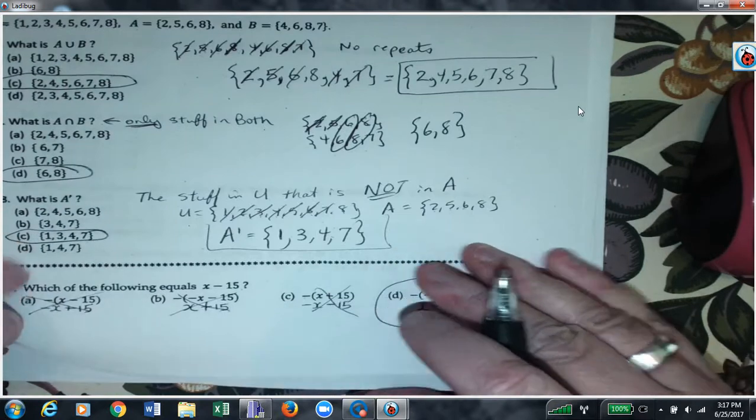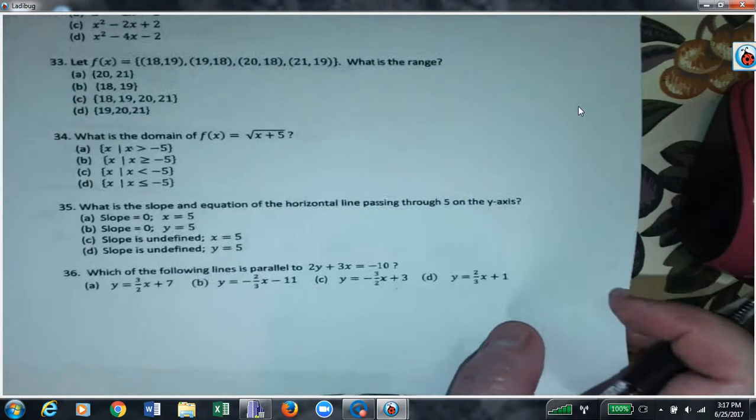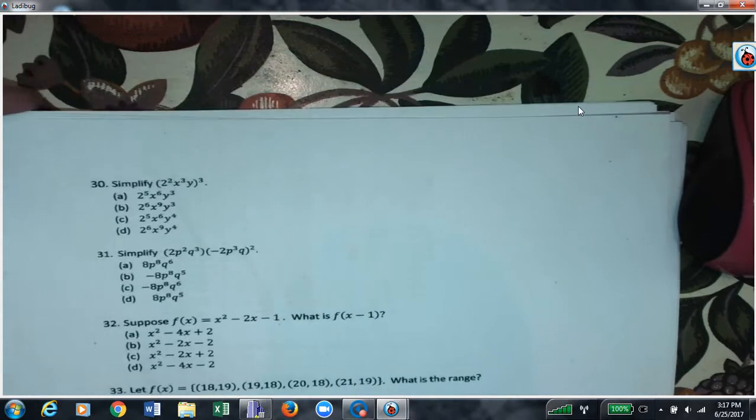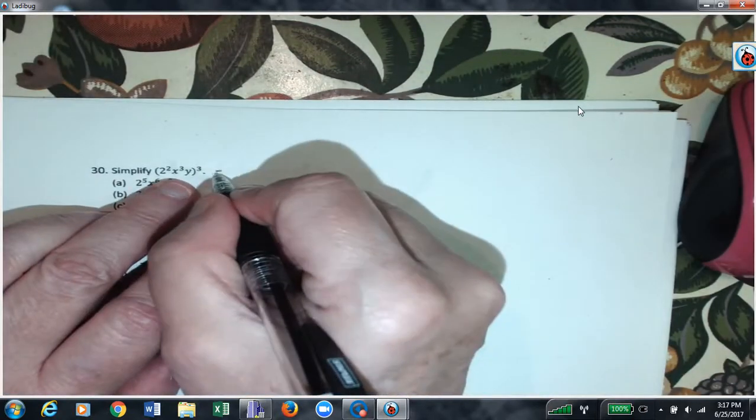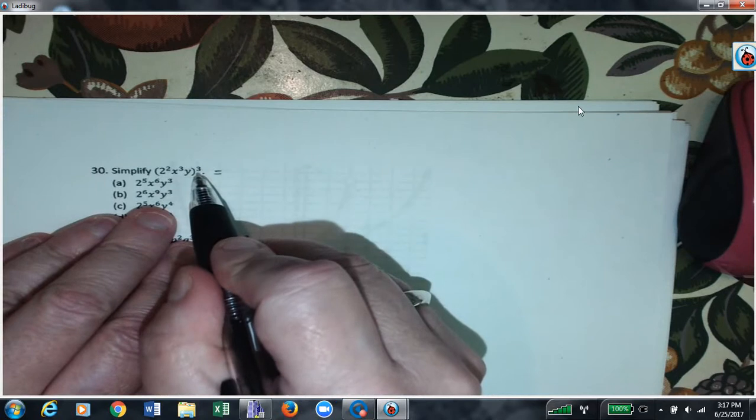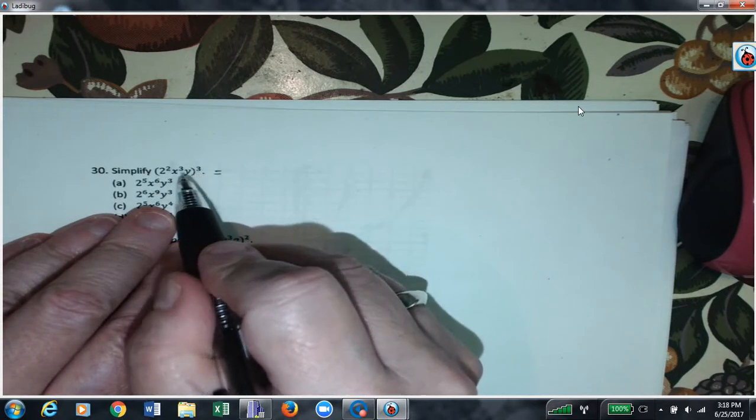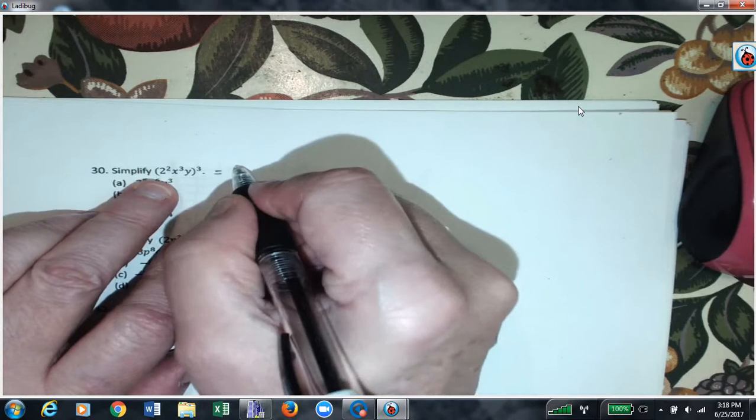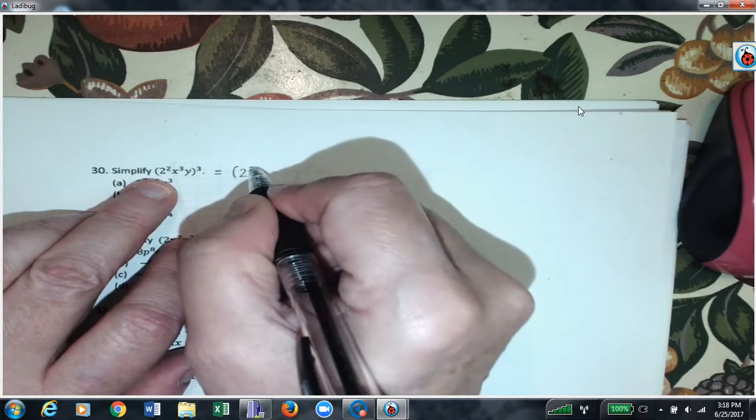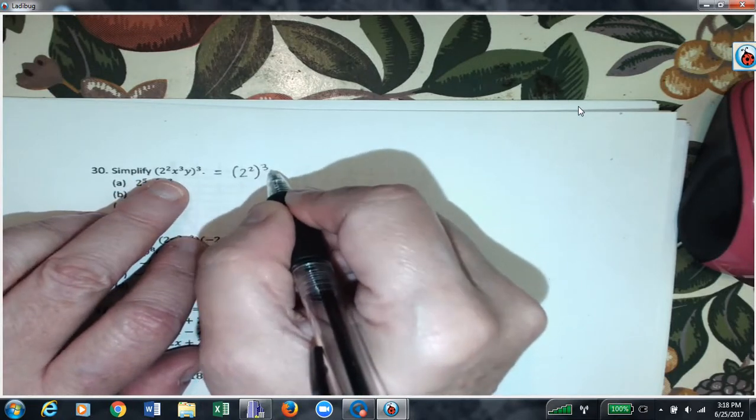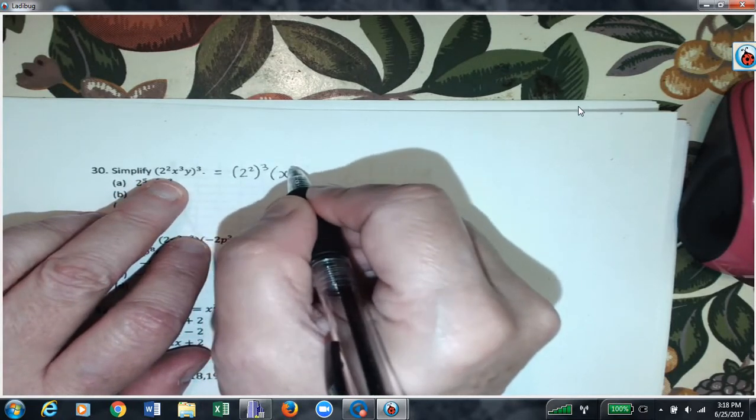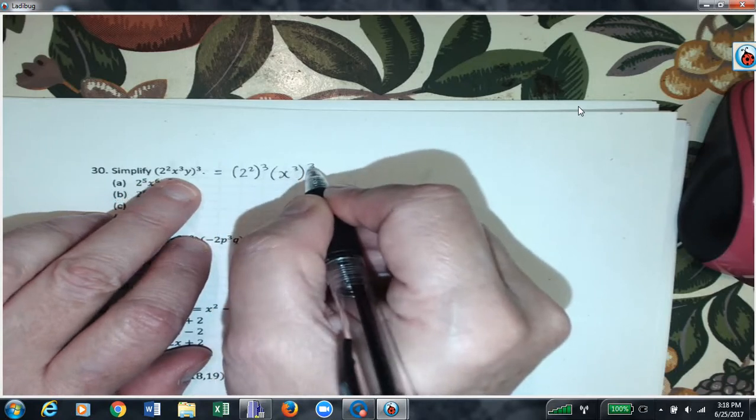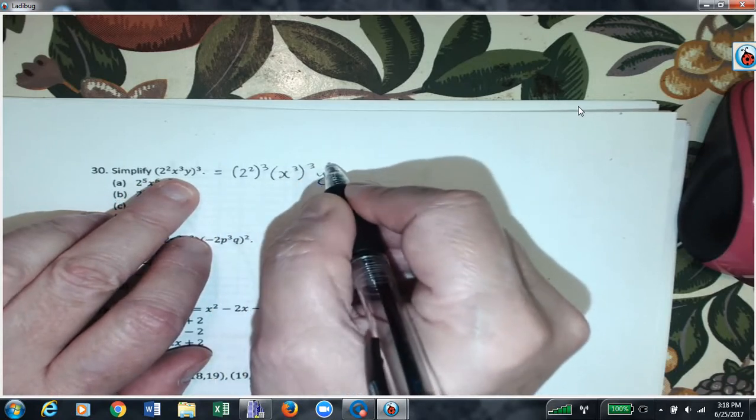Okay, continuing on. We want to simplify this. Okay, our rules say if I've got a power, an exponent on the outside of parentheses, it gets applied separately to everything inside. So I have to apply it to 2 squared, then apply it to x cubed, then apply it to y.